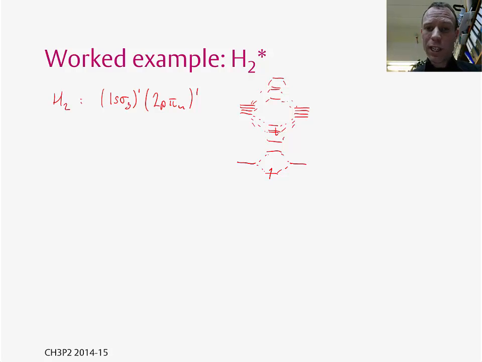Now we need to work out our various quantum numbers. So we can see one electron is spin up, the other one is spin down. So that means our capital S equals 0. So again, we have a singlet state.